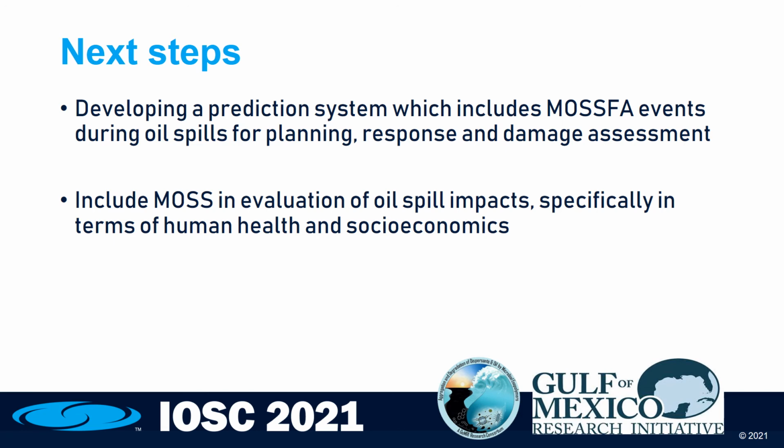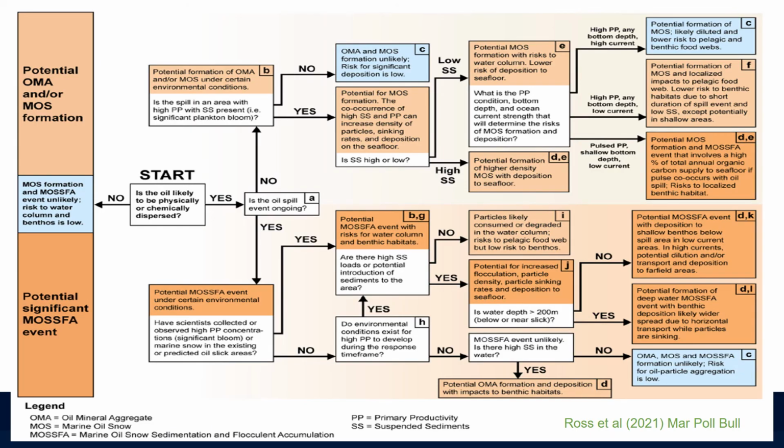And towards those next steps, some of the progress which has been made comes from Rouse et al., in which they developed a flow diagram for first responders and for those planning the best strategies during an oil spill event. And it all starts here at the start, as you can see where it says start, with simple yes and no questions. We can predict whether there's going to be a MOSSFA event, and therefore how to best respond to an oil spill.